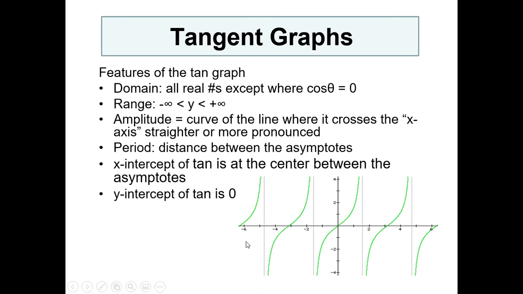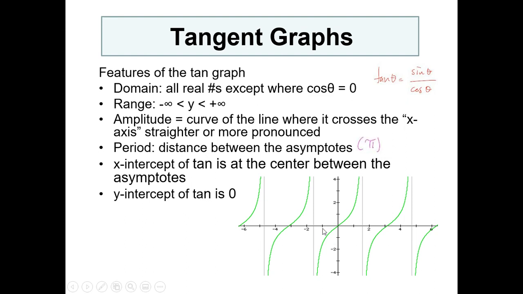Tangent graphs were a little tricky. The domain is all real numbers except where cosine is equal to 0. Why? Because tangent is sine over cosine. So if cosine is equal to 0, then that's one of these asymptotes here.